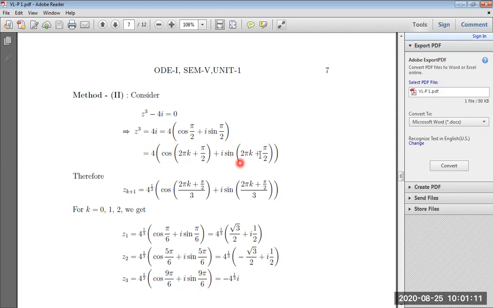E to the power, r into cos theta, or you simply take (cos theta plus i sin theta) to the power n, which is equal to what? Cos n theta plus i sin n theta. So you do that, and as the power is 1 by 3, this is equal to the multiple of this: 1 by 3 into this angle plus i into sin 1 by 3 into this angle, right? So this is by De Moivre's theorem.